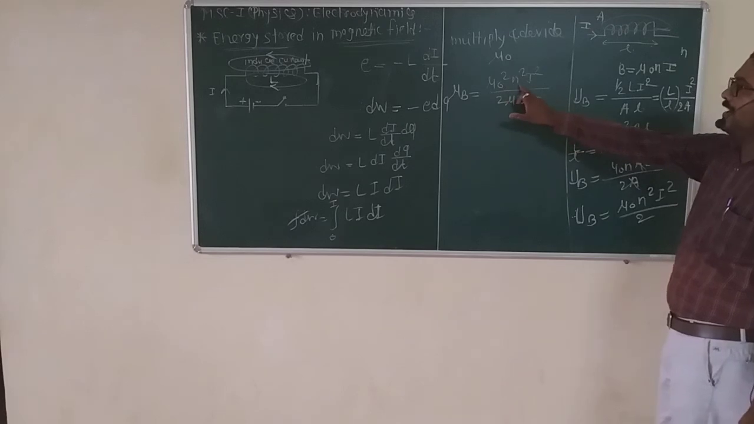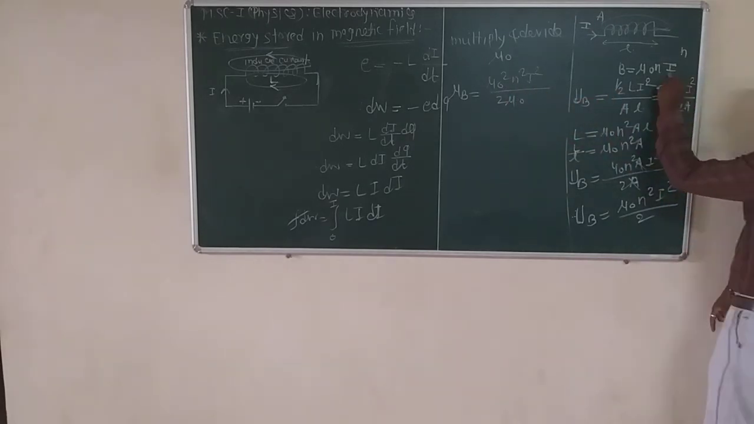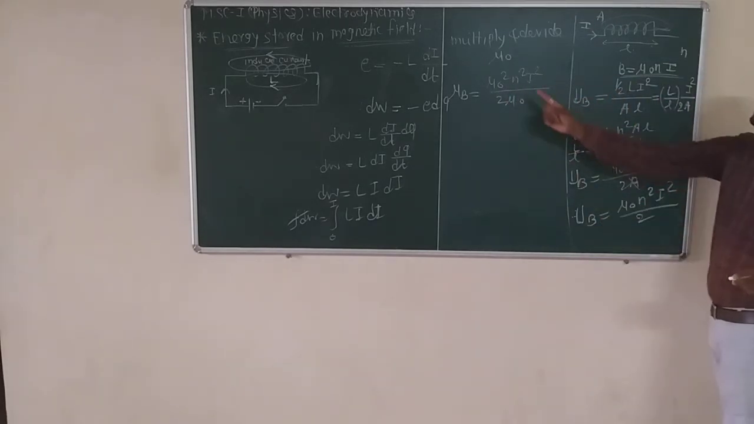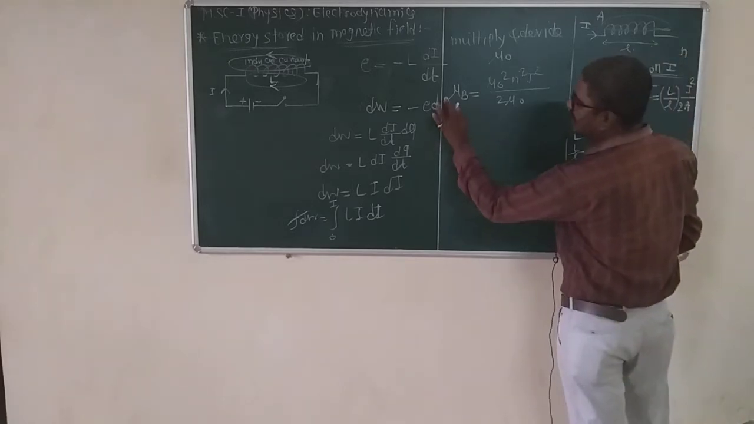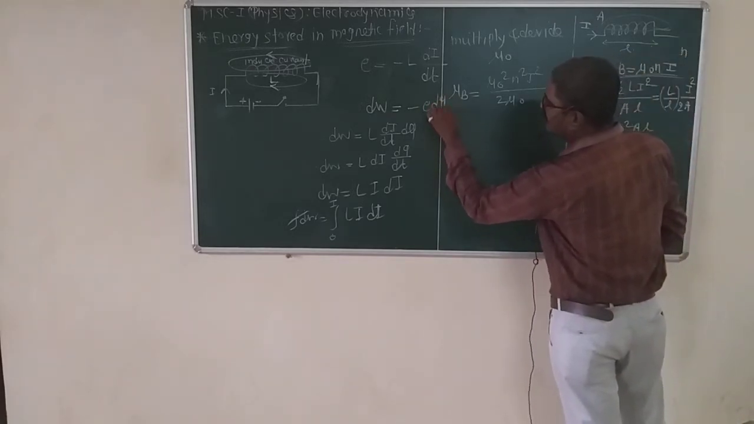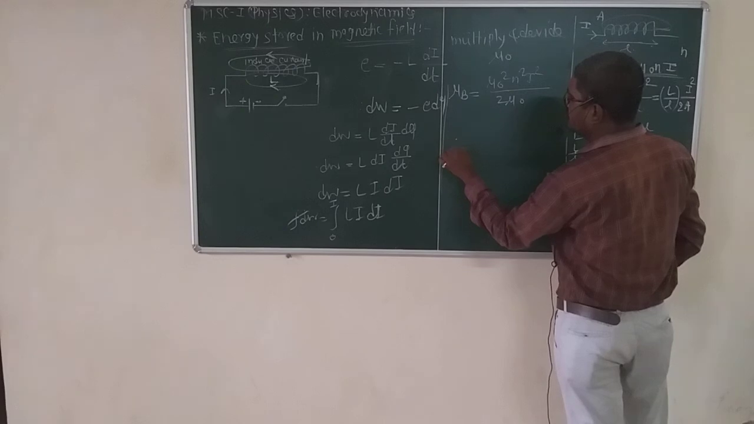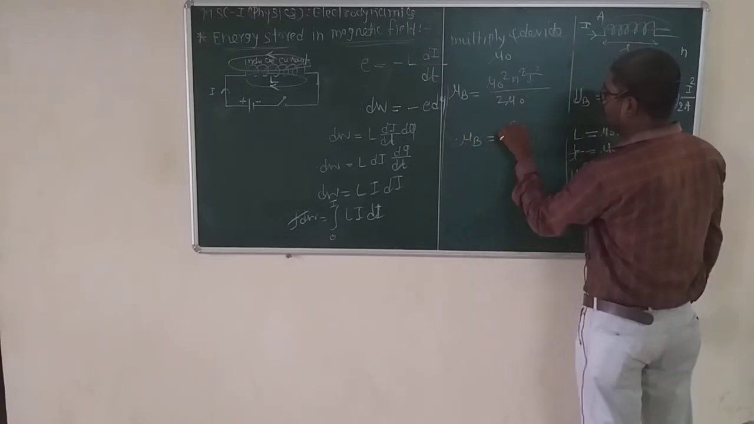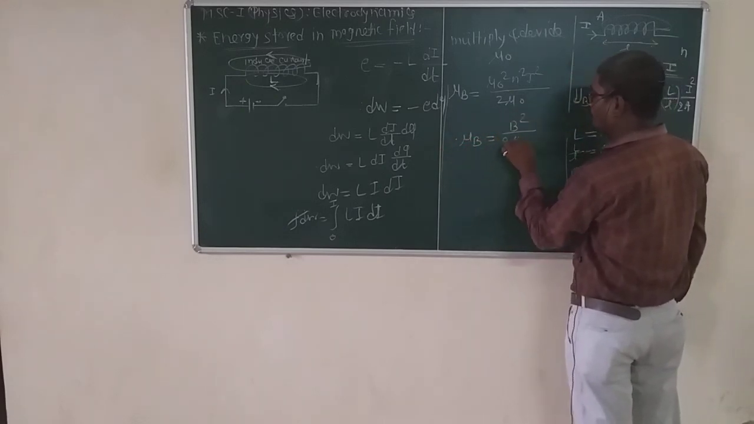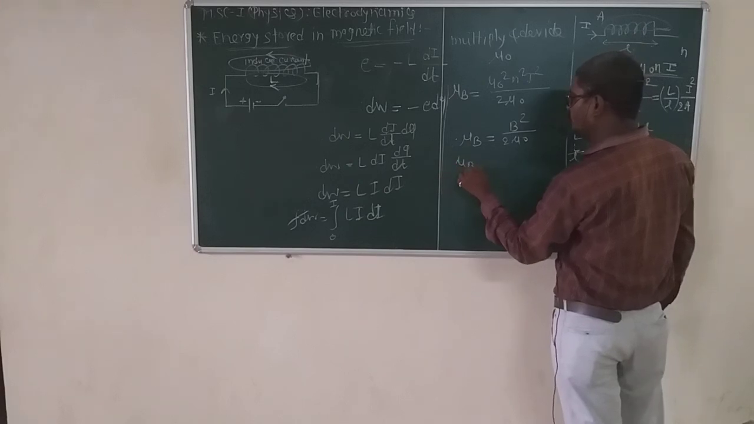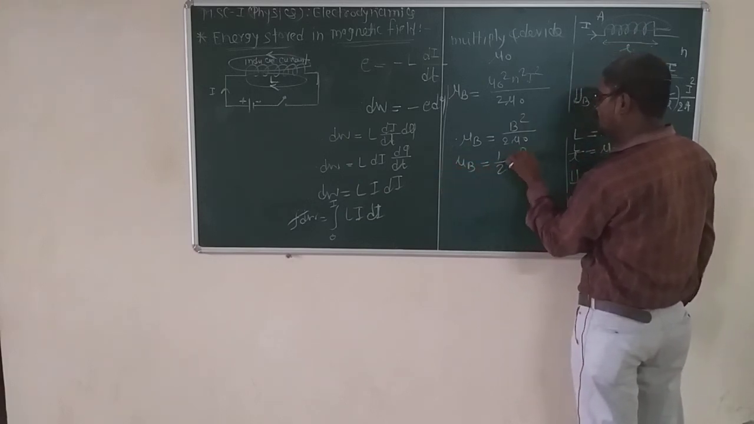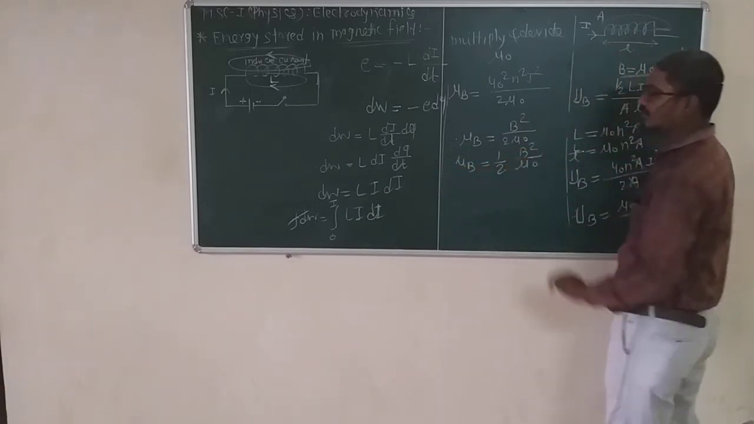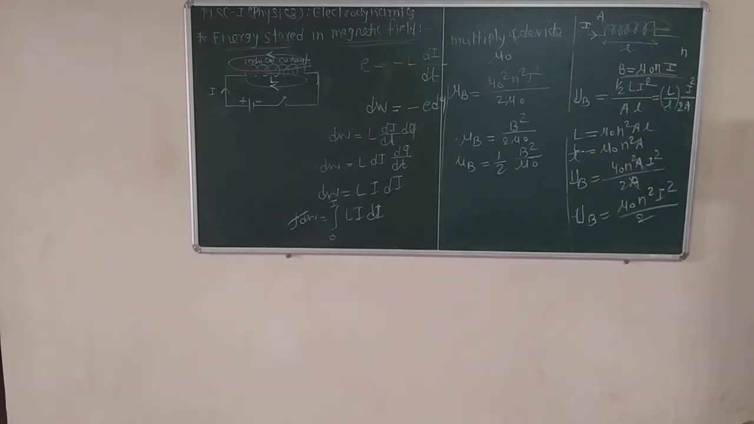But mu naught N I is equal to the magnetic field B, and this is squared. Therefore UB is equal to B square divided by 2 mu naught, that is, UB is equal to 1 by 2 B square divided by mu naught.